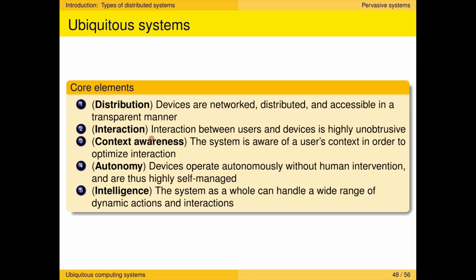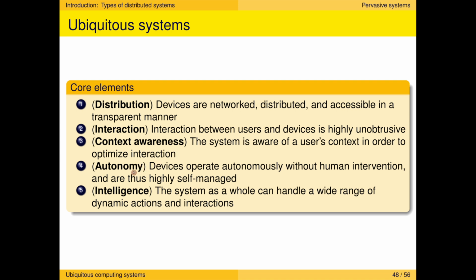The core elements here are one, distribution. So the devices are networked and they're fully distributed all over the space, all over the environment. Interaction. So there should be continuous interaction between the users and the devices, and that should be invisible. The details should be invisible. The system should be aware of the user's context and optimize the interaction. For example, especially if there is mobility, you should be aware of where the user is. And then, for example, provide necessary services to the user in that specific area.